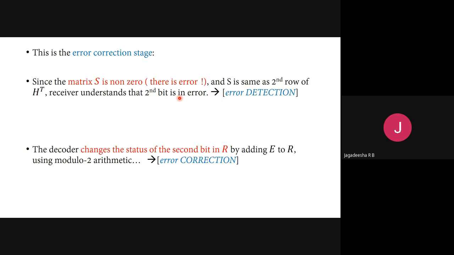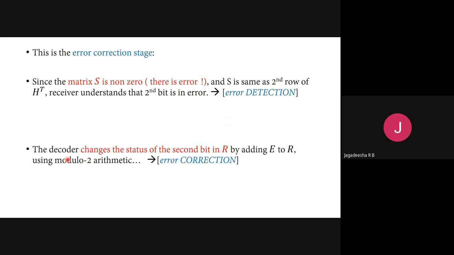Okay, since it is similar to the second row, that means the second bit, in general the ith bit, is in error in the code word. Okay, so error is detected. We have found where the error is. The error is the second bit, because the contents of S are the same as the second row. In general, if the contents of S are the same as the ith row of H transpose, then that particular ith bit has an error. Okay, next.